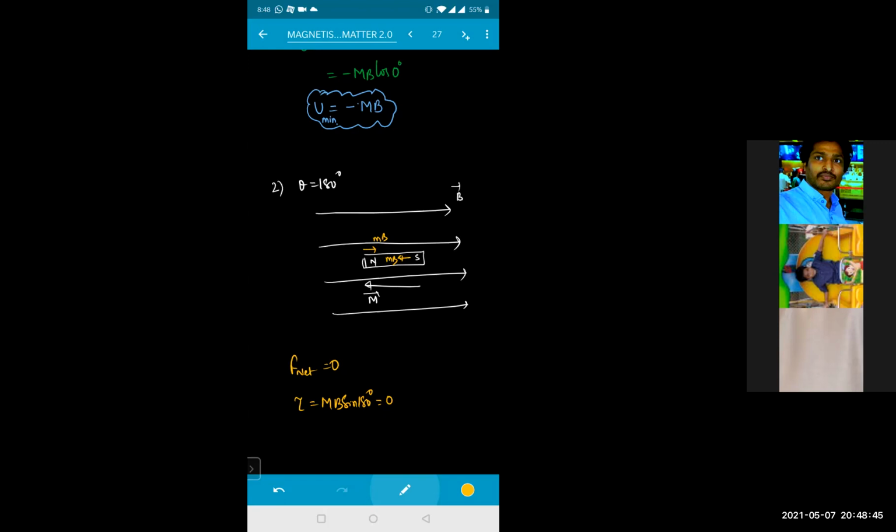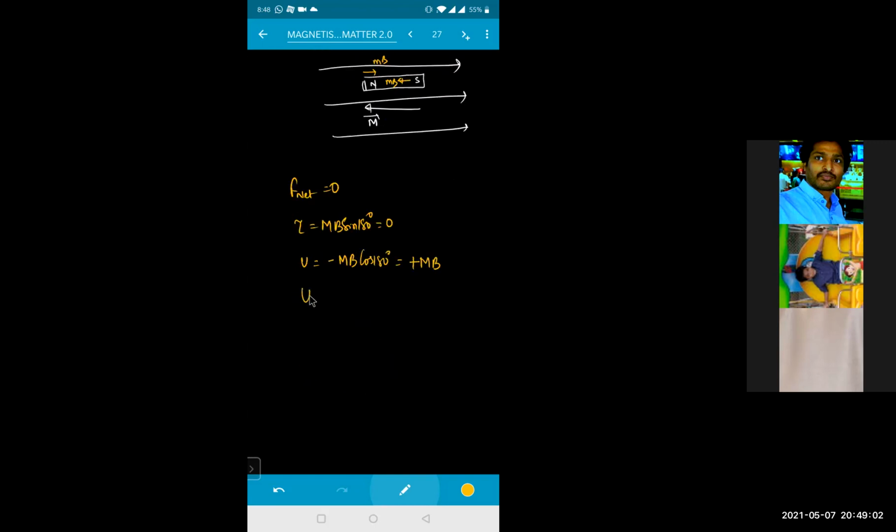It's a stable equilibrium, right? Potential energy at equilibrium will become how much? U will be equal to minus of MB into cos of 180. Cos 180 is how much? Minus 1. Minus minus will become plus. It will become plus of MB. That means potential energy will become maxima, that will be equal to plus of M into B. Is that clear?